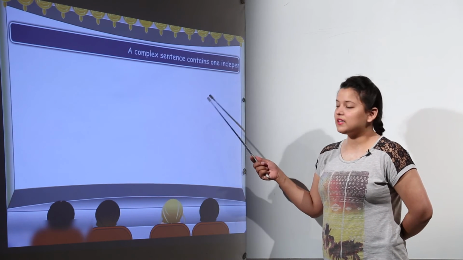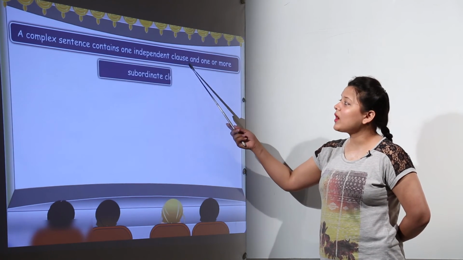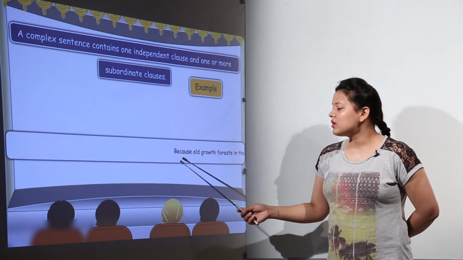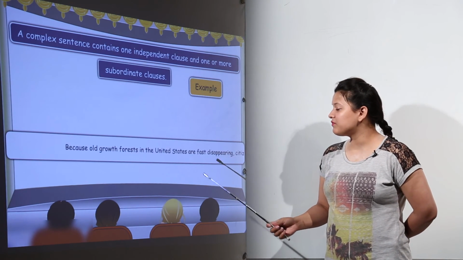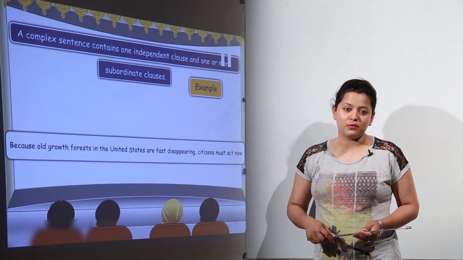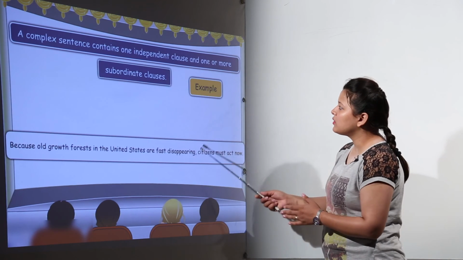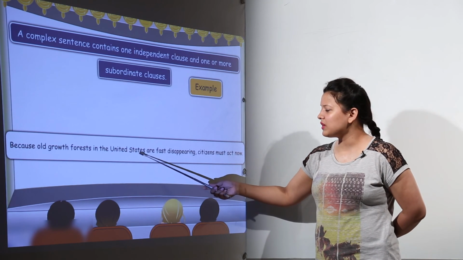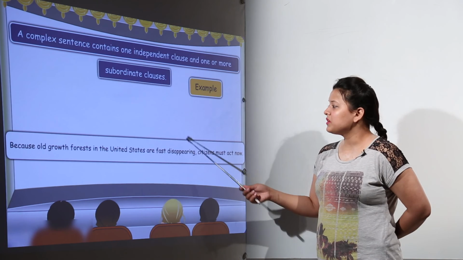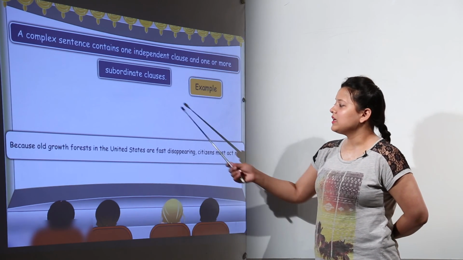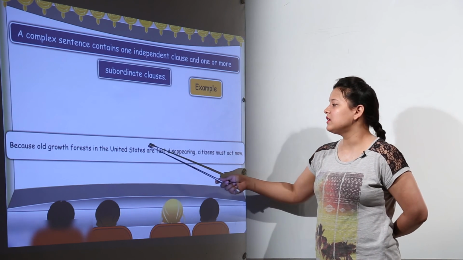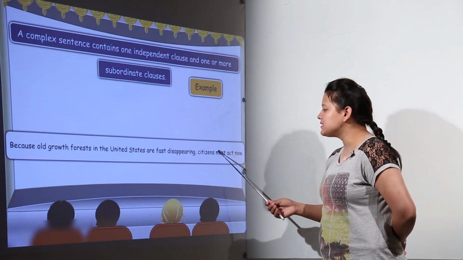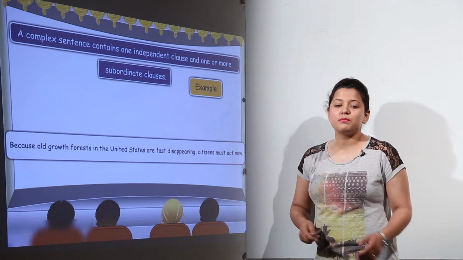Similarly, the next type of sentence, which is a complex sentence, it contains one independent clause and one or more subordinating clauses. For example, because old growth forests in the United States are fast disappearing, citizens must act now. So here the sentences are joined together. It contains one independent clause, that is because old growth forests in the United States are fast disappearing. So here the three sentences are basically joined. It is because of the old growth forests that are present in the United States, which are disappearing. This is the reason that the citizens must be acting now. So this is the example of a complex sentence.